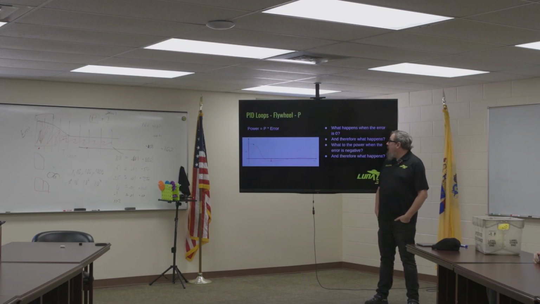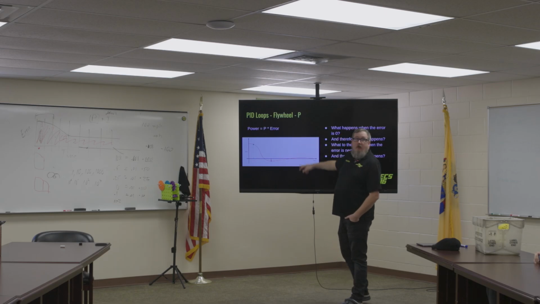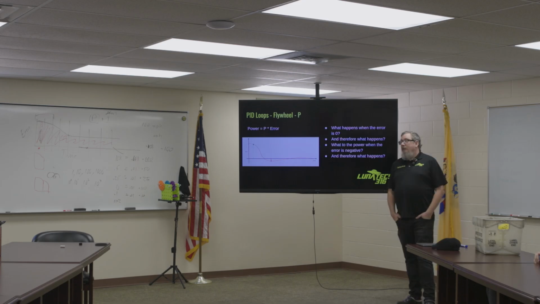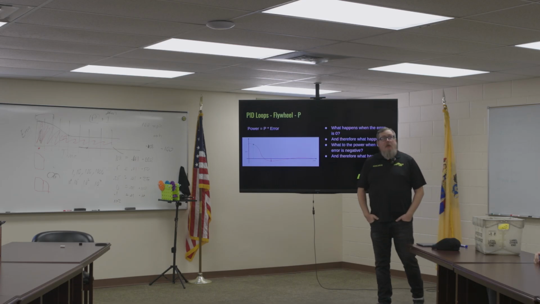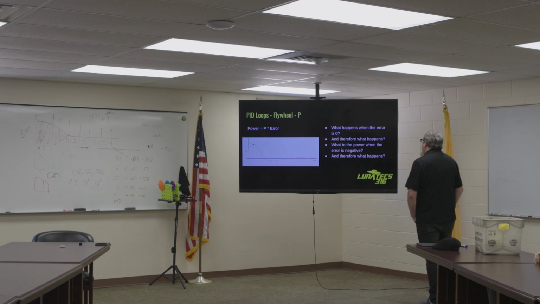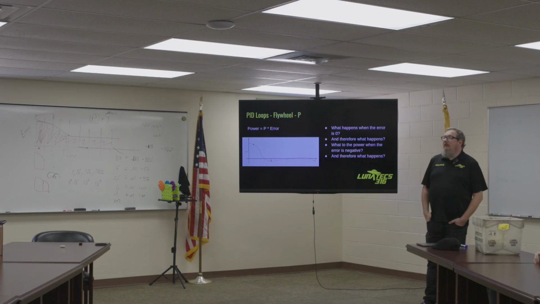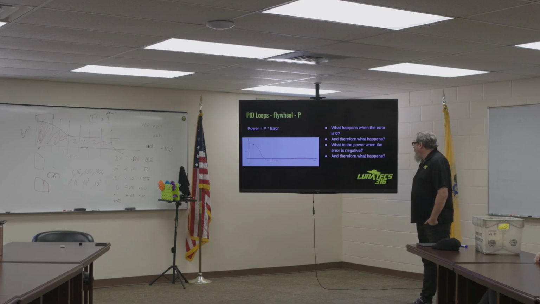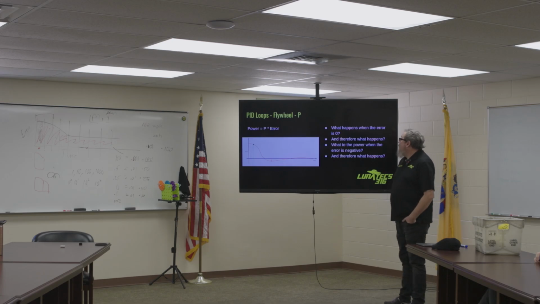Next slide. So, power is going to equal P times error, right? We just talked about this. What happens when the error is 0? How much power do I send to the motor then? 0. So therefore, what happens? Well, it has momentum because it's a flywheel, so it will increase error because it is going. What happens when the error is negative? It will give power the other direction. Very good. All right, next slide.